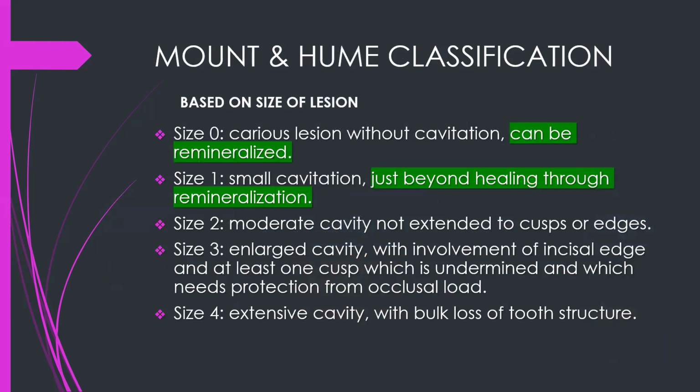Now, the size classification is from 0 to 4. Early carious lesions are size 0 and size 1. Size 0 is a small lesion without cavitation which can be remineralized, and size 1 is a small cavitation just beyond healing through remineralization, which may be remineralized or which may have a very small cavity prepared. Size 2 is a moderate cavity, size 3 is an enlarged cavity, and size 4 is an extensive cavity, all of which require surgical intervention through preparation of cavity and restoration.